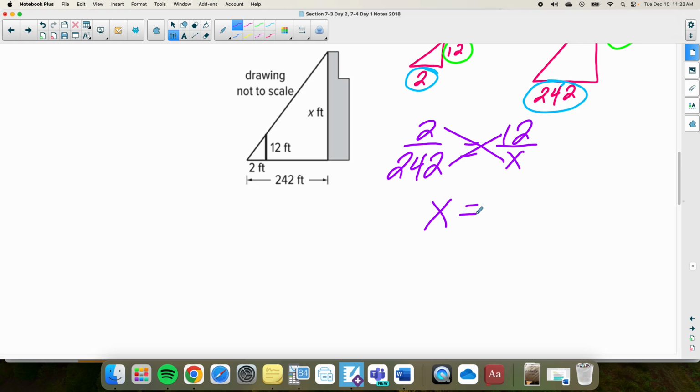I'm guessing it's going to be between 1,300 and 1,500, something like that. 1452. All right, 1452 feet. All right.